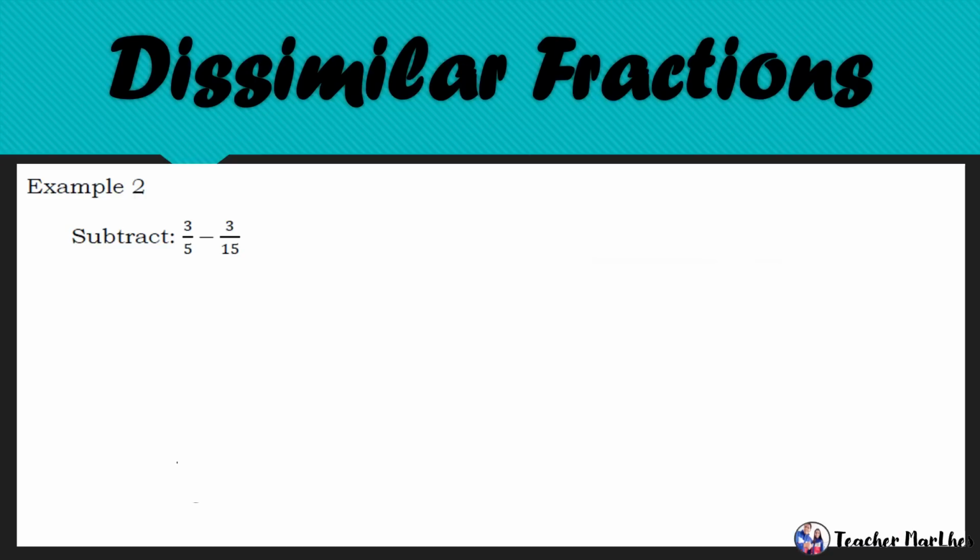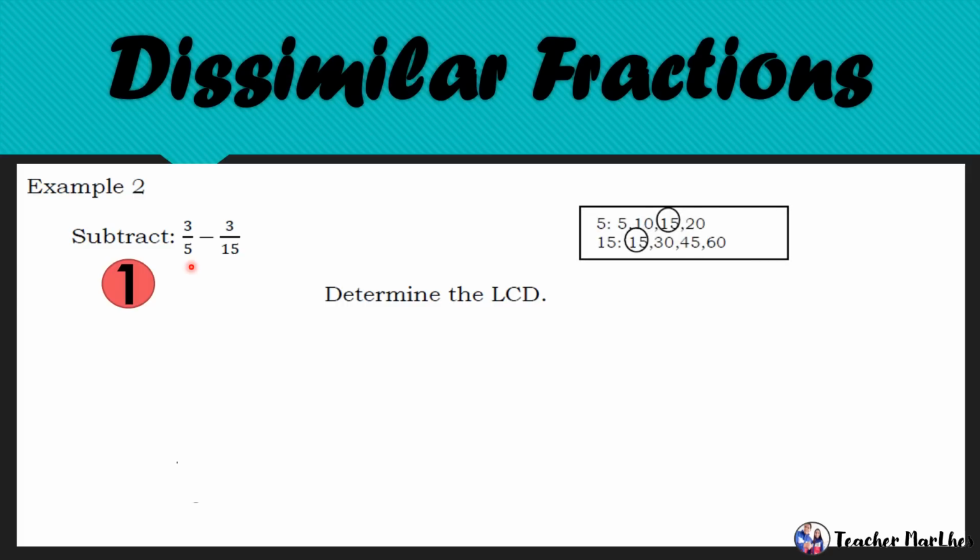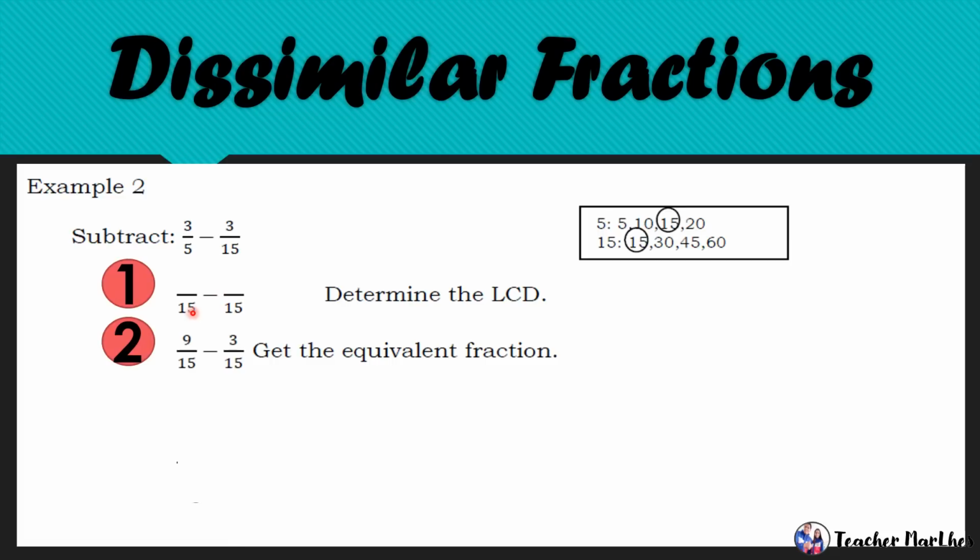Example number 2, 3/5 minus 3/15. So, dissimilar fraction since magkaiba ang denominator. So, step 1 is to determine the LCD or the LCM. So, the LCM of 5 and 15 is 15. So, ilalagay natin siya sa least common denominator. Then, step 2 is to get the equivalent fraction by dividing the denominator and multiply to numerator.